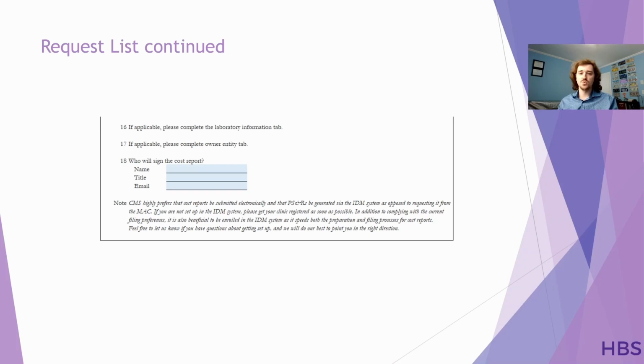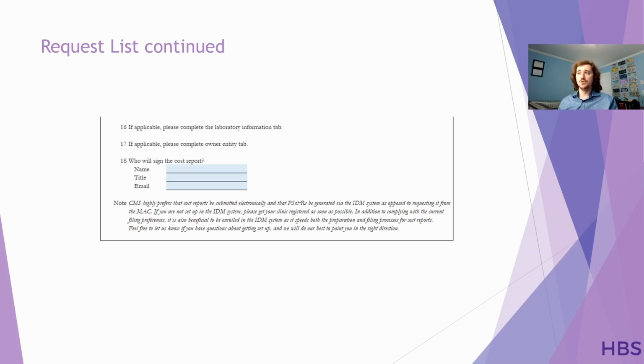And then briefly here, I just want to mention this note that we have about electronic filing. It is highly preferred at this point as the methodology for filing your report. And also the use of the IDM system in general is highly preferred as far as getting access to your PSNRs. So if you're not already set up in the IDM system, definitely go ahead and do that. It can be kind of a pain to get set up, especially if you're trying to do it on short notice. If you're already in the IDM system and you know who your security official is, then you're pretty much in good shape. But if you don't, then definitely get on that.